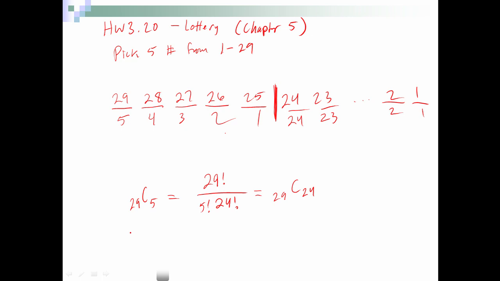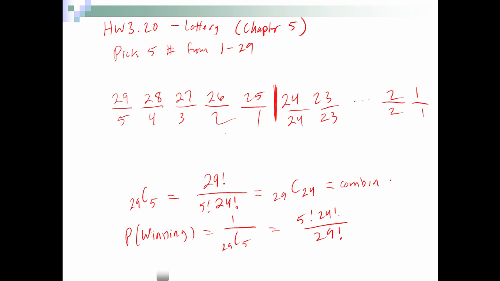So the question we're being asked is, what's the probability of winning? That's going to turn out to be 1 divided by 29 choose 5. So that's 5 factorial times 24 factorial over 29 factorial. Incidentally, I can use Excel, the function COMBIN, 29 comma 5, to get this number. So we're looking at 1 over COMBIN 29 comma 5, and let's go over to Excel and try this out.